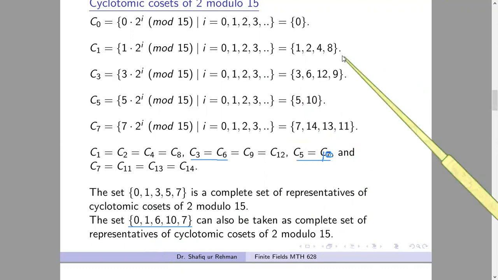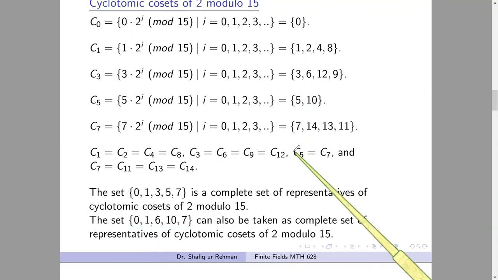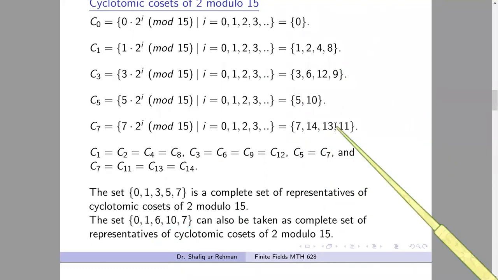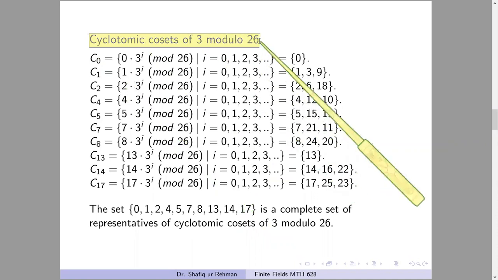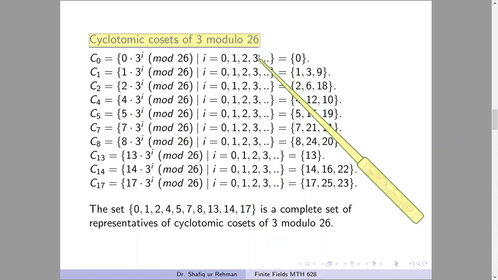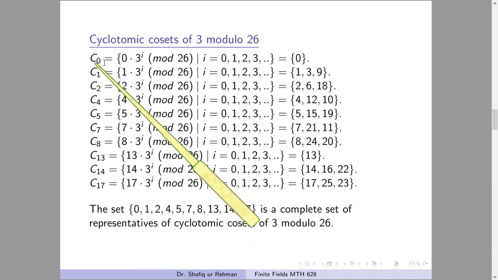So next we have another example. Now we will find the cyclotomic cosets of 3 modulo 26. Here n equals 26 and q equals 3. And we start with C0. C0 will be equal to 0 only.